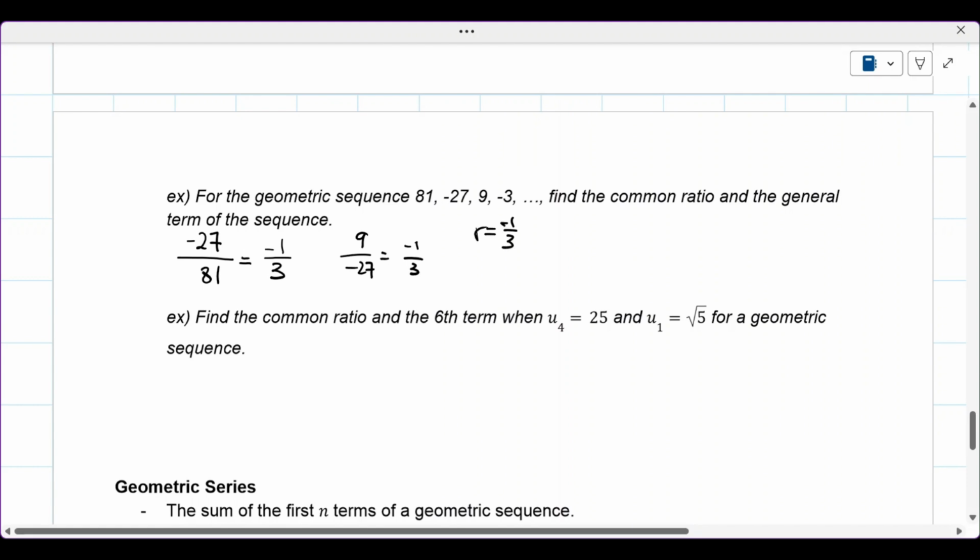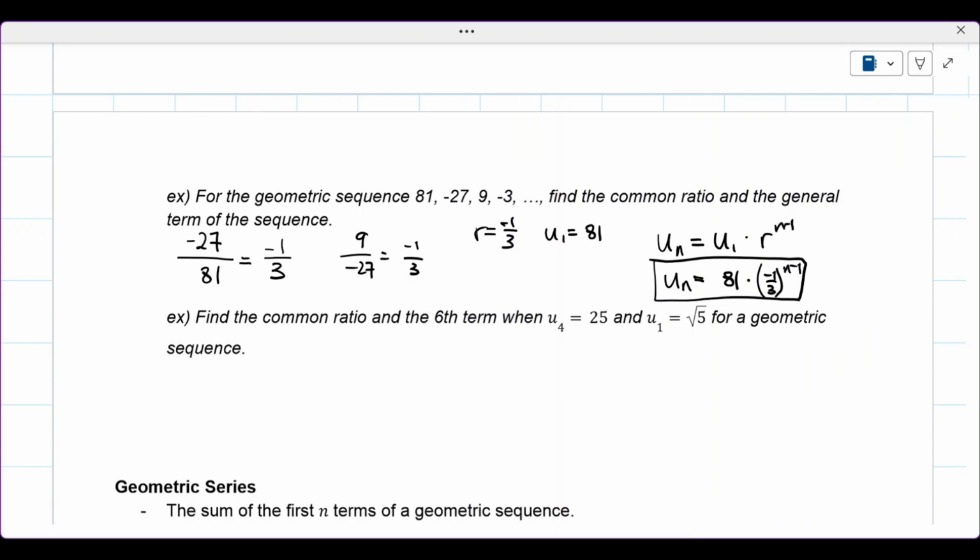Now I know the common ratio, and I also obviously know that my first term is 81. Let's put them into the formula. Then un is equal to u1 times r to the power of n minus 1. So my un is equal to 81 times negative 1 over 3 to the power of n minus 1. There's no need to simplify it any further from here. 81 tells me that's the first term, and negative 1 over 3, that's the common ratio. So that's it.